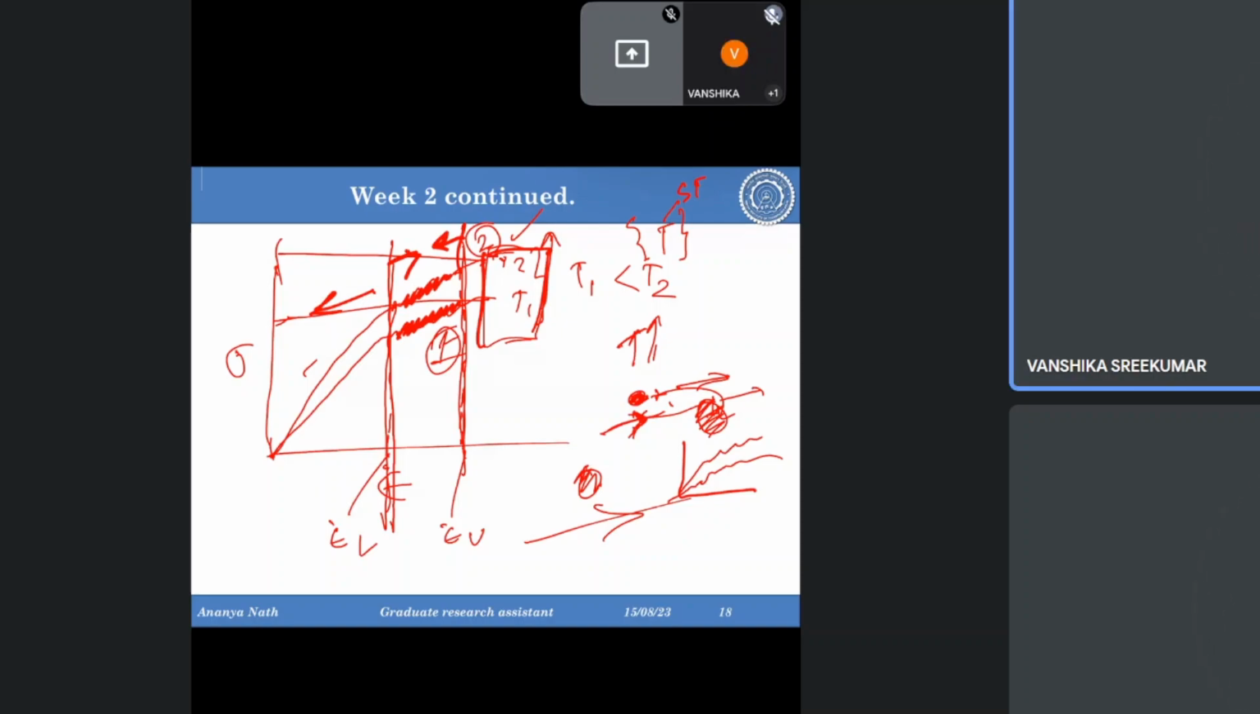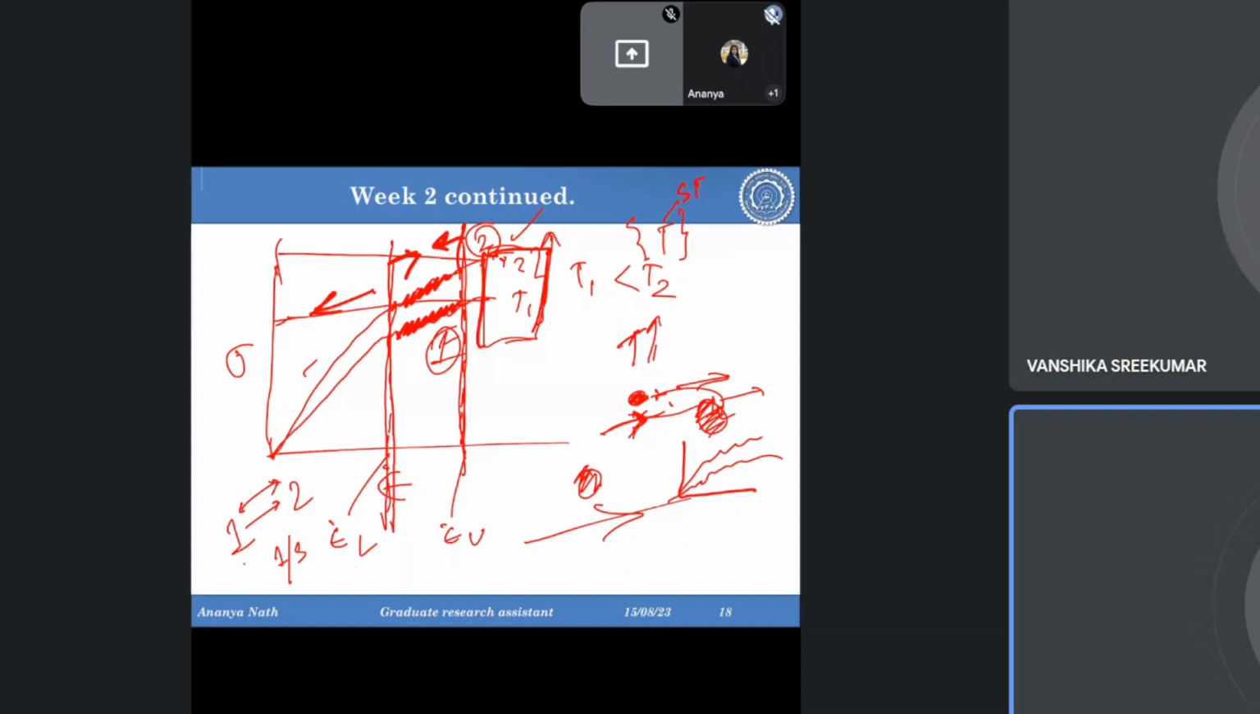So the strain rate is 1 per second, 1 percent per second. First the strain is 1 percent, then 2 percent. There should be a critical strain at which or beyond which, if we increase the strain rate, we will have the serrated flow. So that strain is called the critical strain, or you can say onset strain.